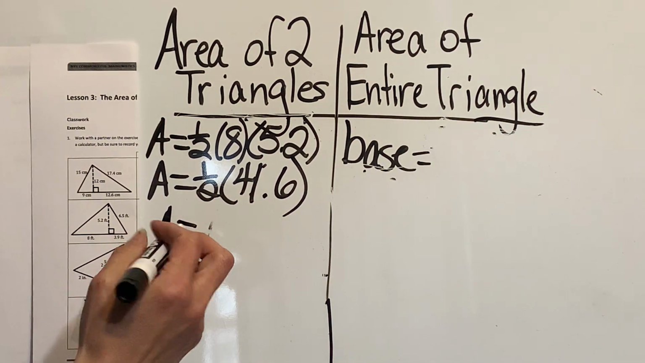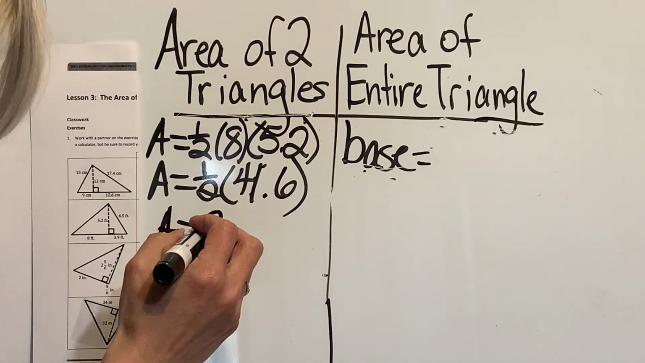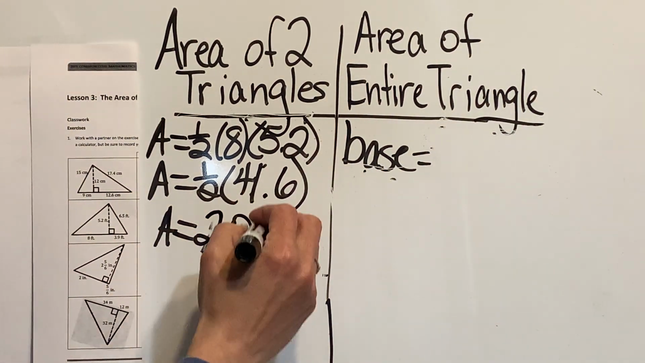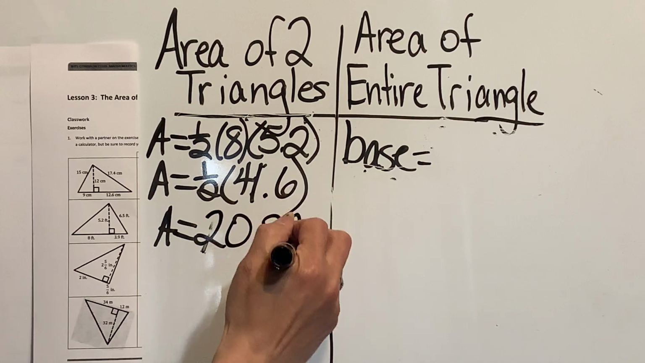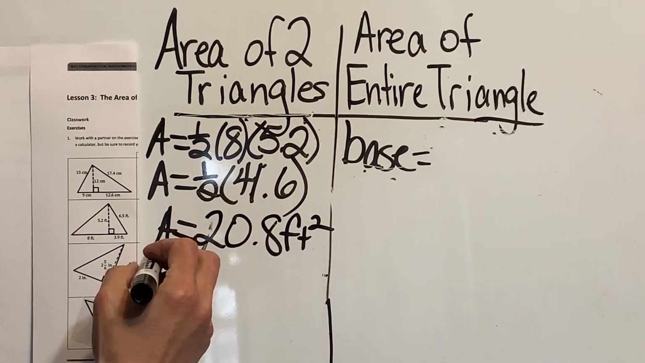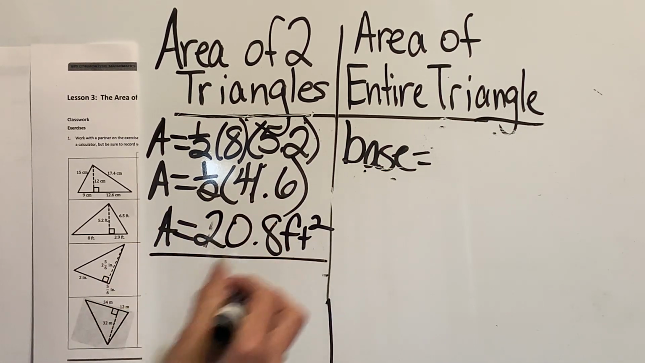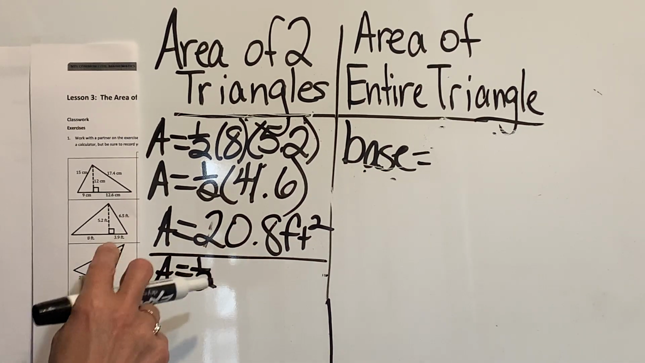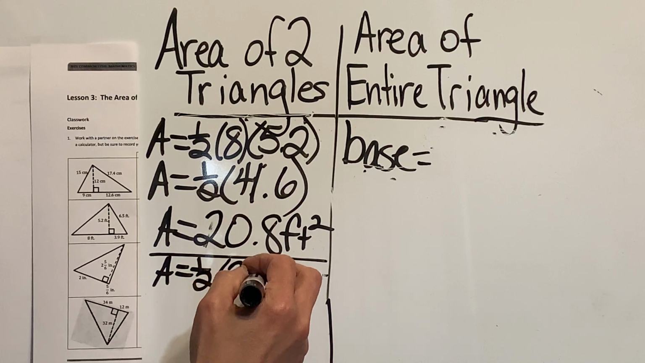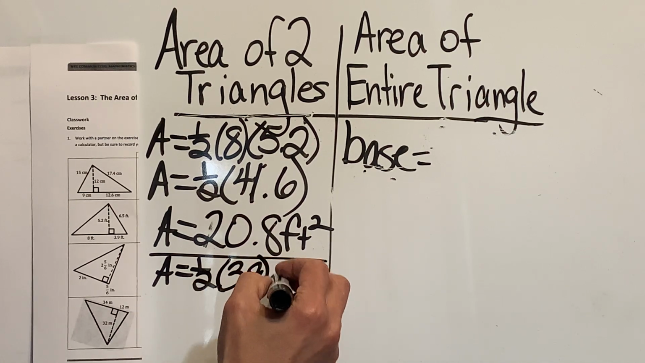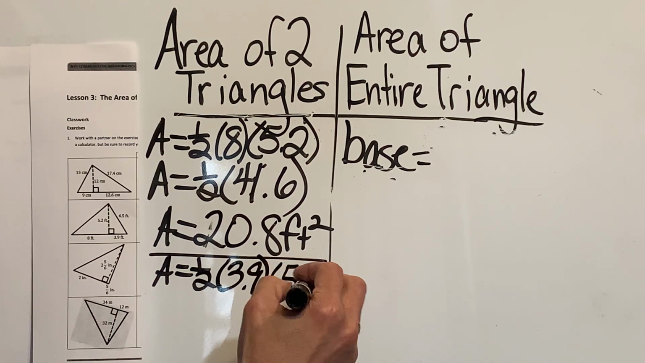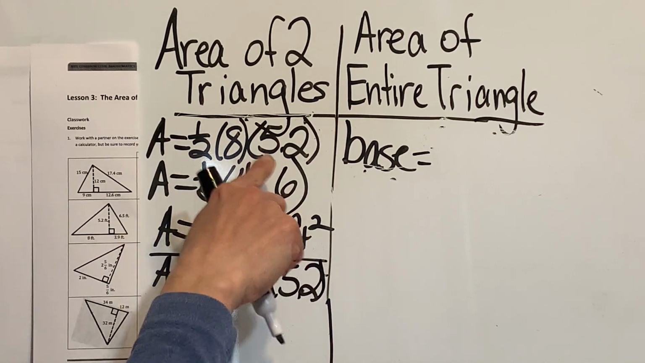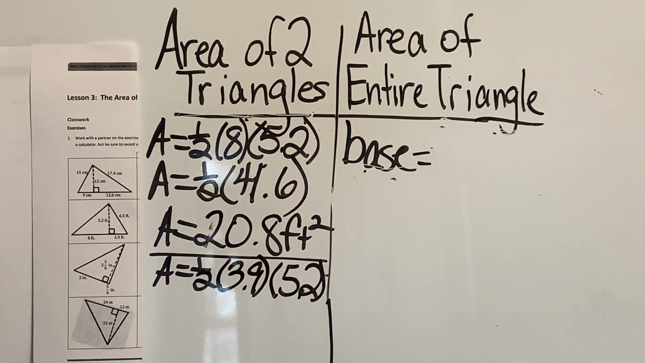Oh no, that area would be 20.8, and that would be feet squared. And then the next one, we would have area equals half base, which would be 3.9, times height, which is 5.2. It's the same as the height for the other one. The height is the same. You notice we're using the same height.